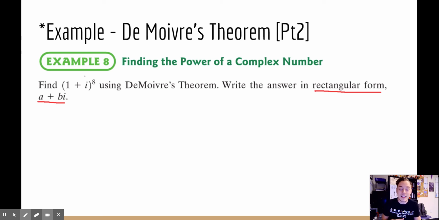So it's going to take you a long time, and why would we want to do that? You're going to have to FOIL all that out if you did it that way. If you literally did to the 8th power, you just multiplied 1 plus I times 1 plus I times 1 plus I times 1 plus I. If you FOILed all that out, you would, yes, get a rectangular form. But why would you want to do that? Because it takes so much time. An easier way to do that is using De Moivre's theorem.